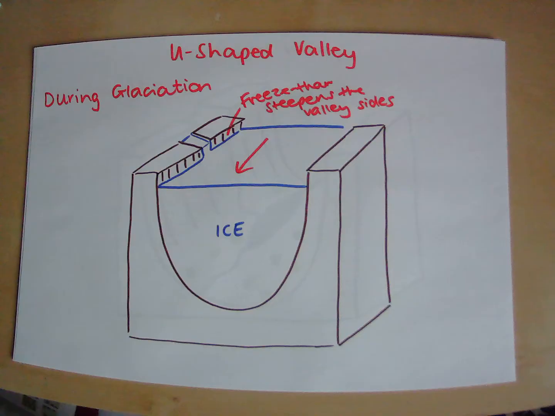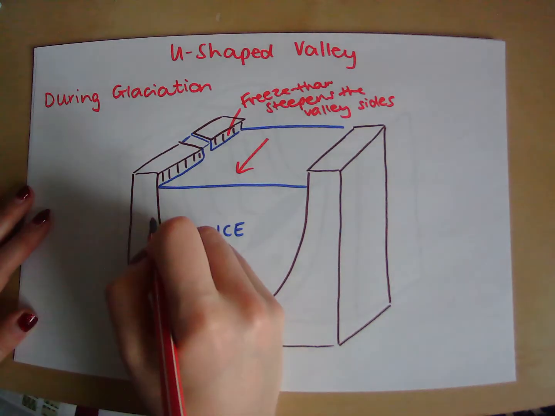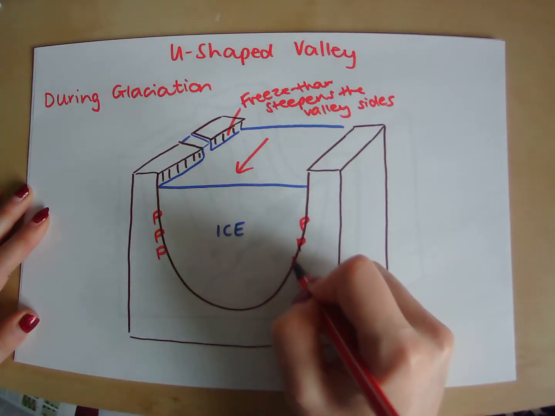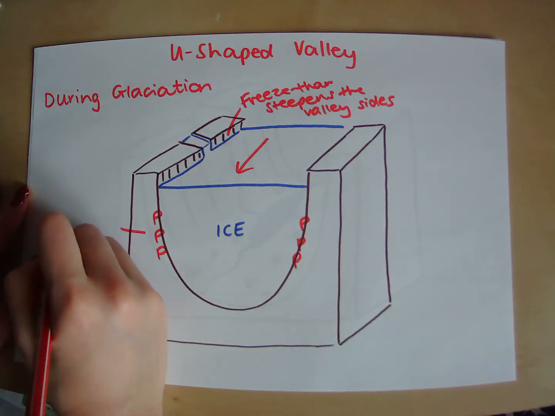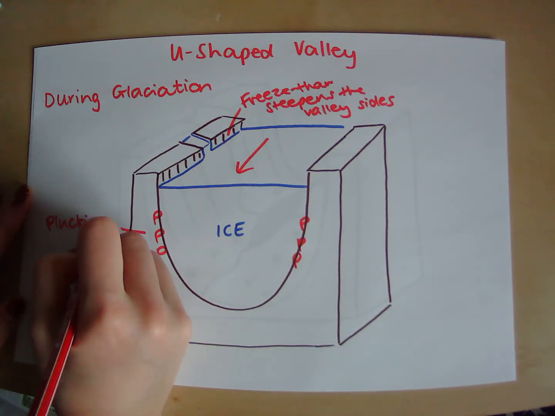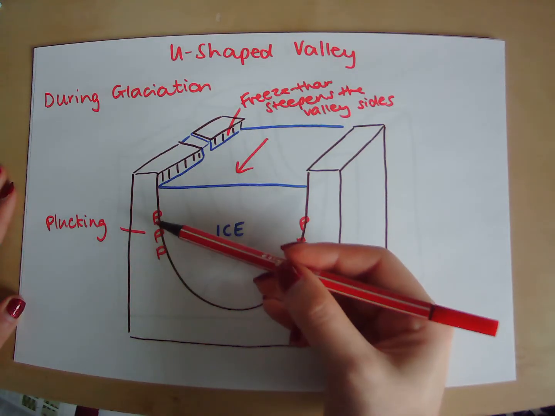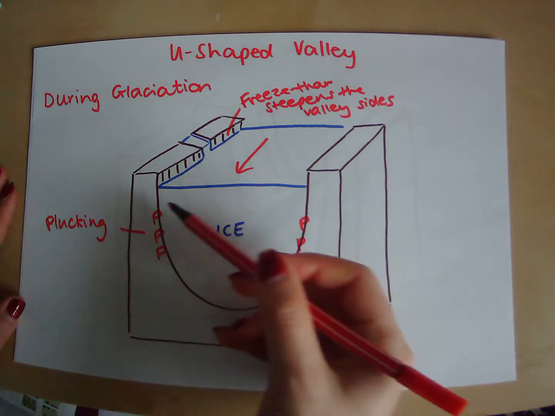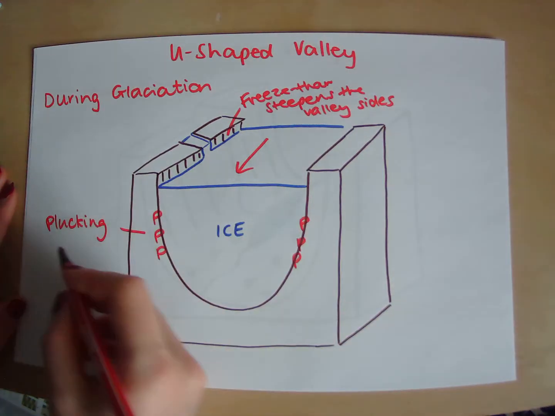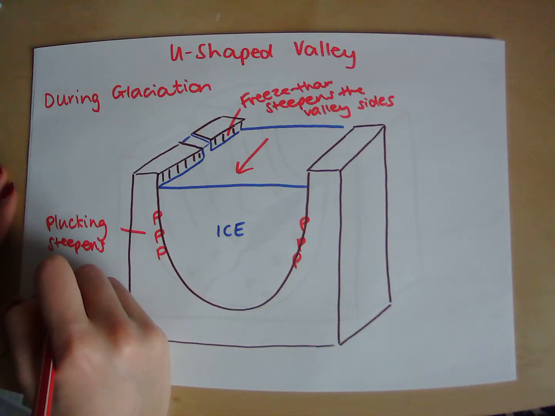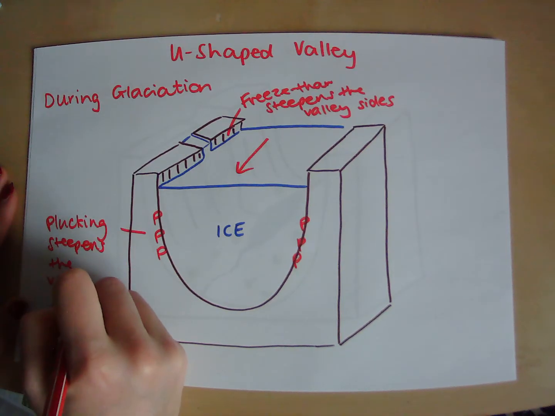The glacier itself is also causing the valley to change through the process of plucking, which mainly happens on the sides, where pieces of rock are frozen to the sides of the glacier. As the glacier moves, it's able to rip those pieces of rock away from the sides of the valley, making them steeper. So plucking also steepens the valley sides.